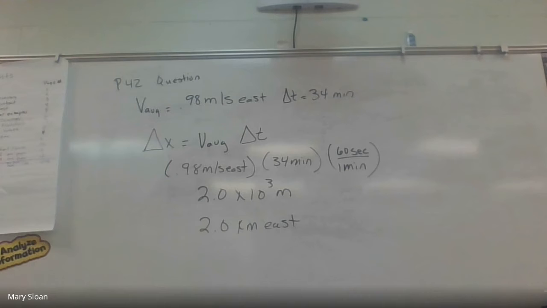Now, why do I have 2.0 times 10 to the third power? Because it's 1.99 times 10 to the third power, correct? You understand why the answer is what it is.